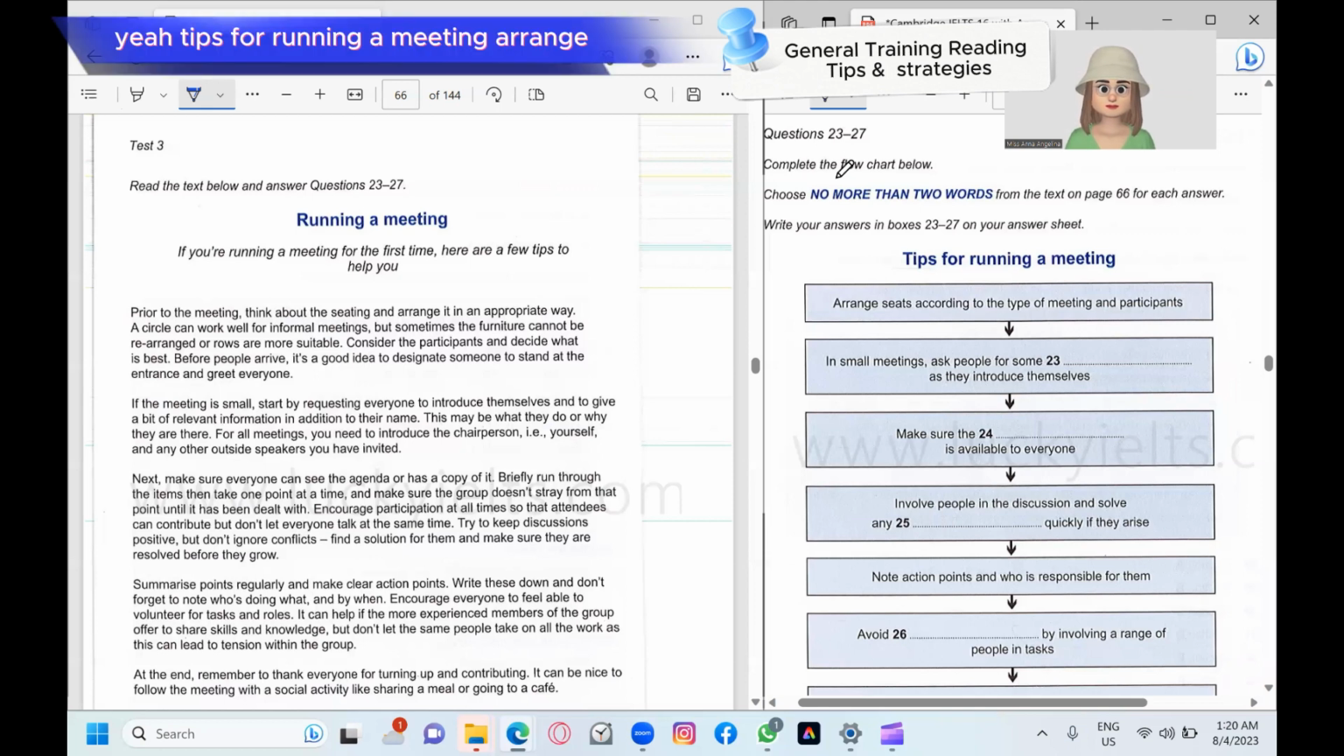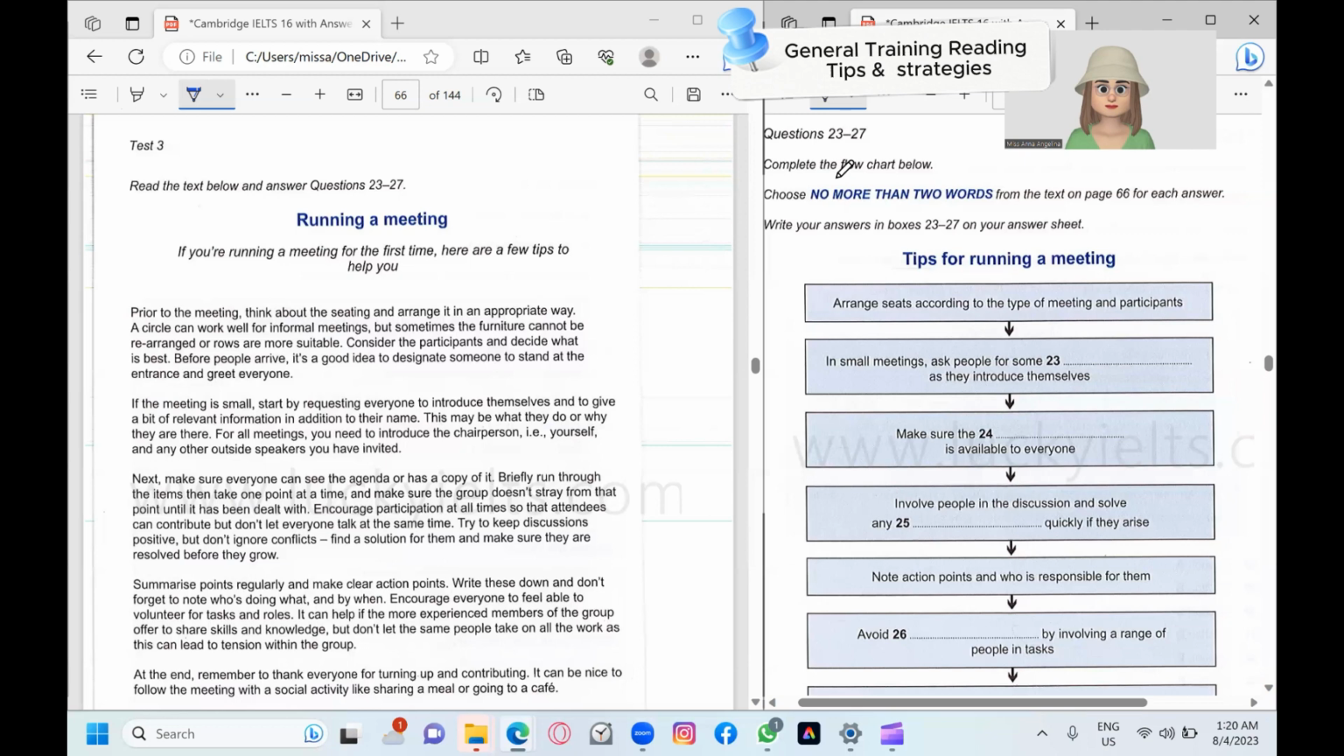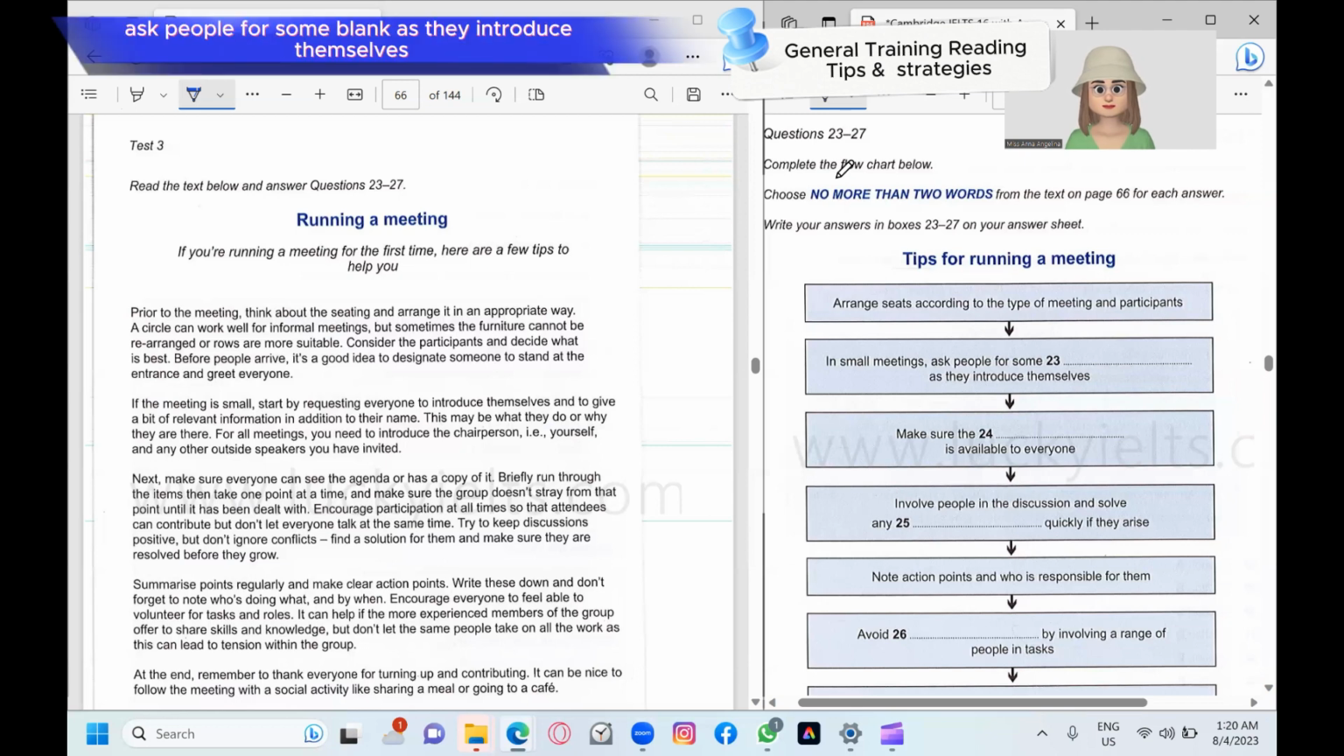Tips for running a meeting. Arrange seats according to the type of meeting and participants. In small meetings, ask people for some blank as they introduce themselves. That's all. Just leave it in here. Arrange seats according to the type of meeting and participants. This is a clue. We can land on some information that will provide us some clue.